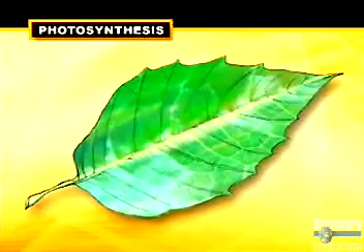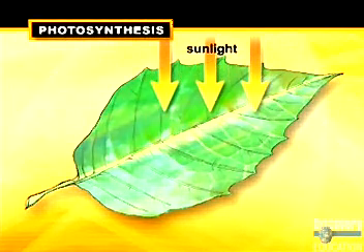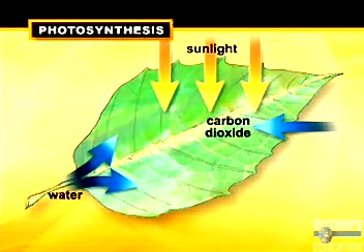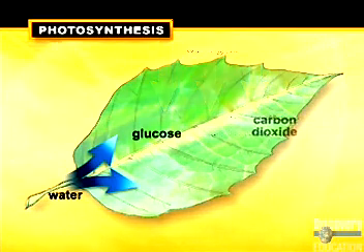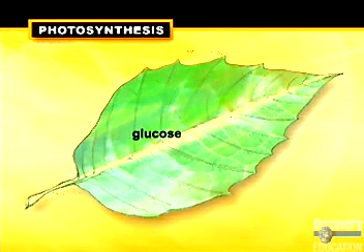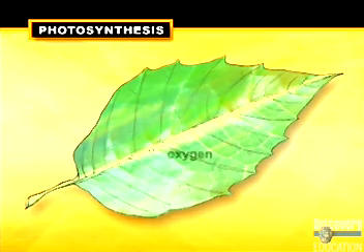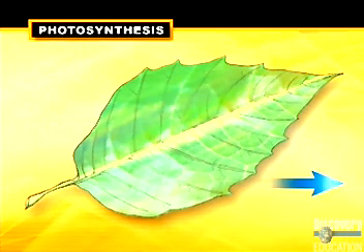The chlorophyll in plants uses the energy from sunlight to combine carbon dioxide and water to make glucose, a type of sugar. This becomes the plant's food. Oxygen is given off during photosynthesis.